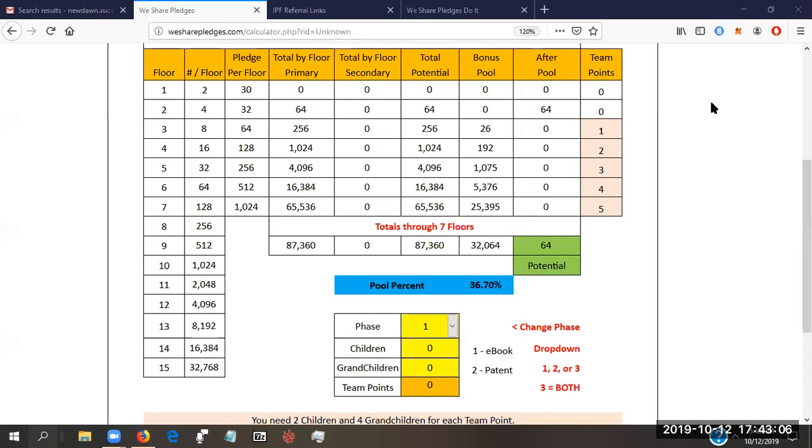Now, what I want you to put your eyes on down here, guys, is the yellow box. As you can see, there's no children in there. There's no grandchildren. So somebody can actually come in this company and earn $87,360 without doing a single thing. Here is the negative side to that. They're going to have to wait for everybody else to build their board for them. So they're losing control of how fast that's going to happen.